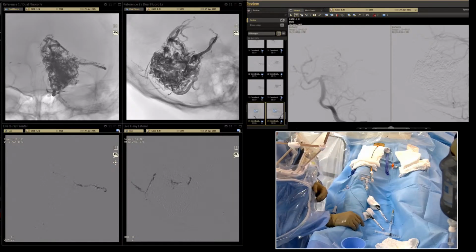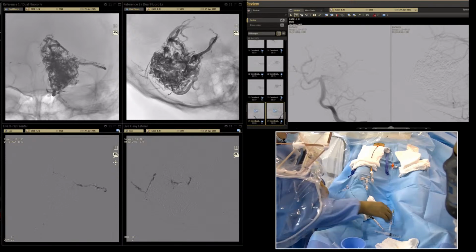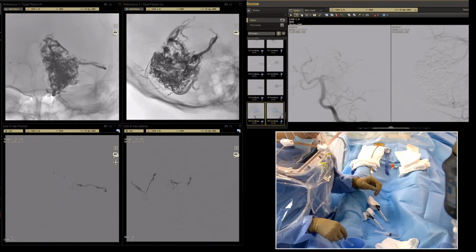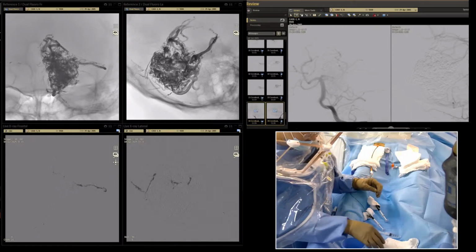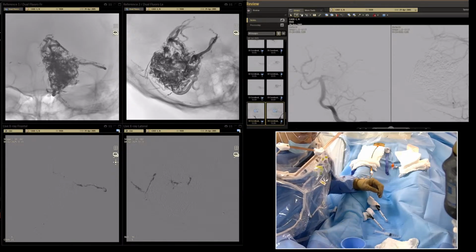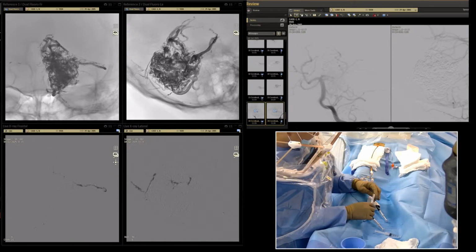Okay, we can navigate it to the PICA territory.